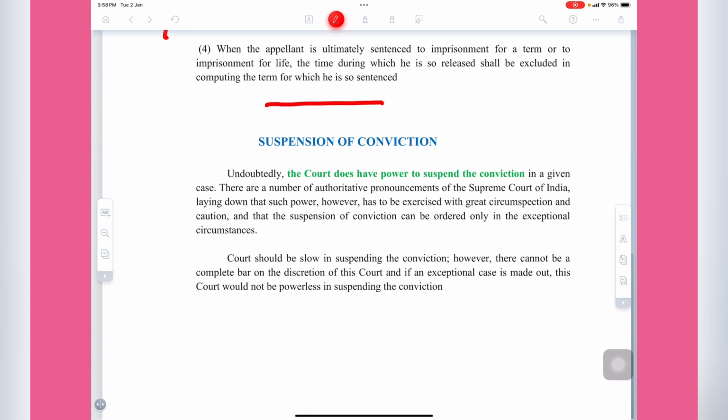It is held in a catena of decisions by the Honorable Apex Court as well as the High Courts that the court should be slow in suspending the conviction, but there is no complete bar on suspending the conviction. In exceptional cases, such powers can be exercised by the court. Now, move to the consequences of suspension of conviction and suspension of sentence.